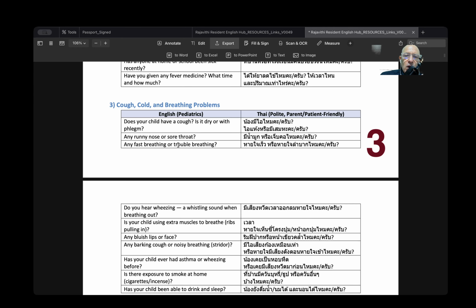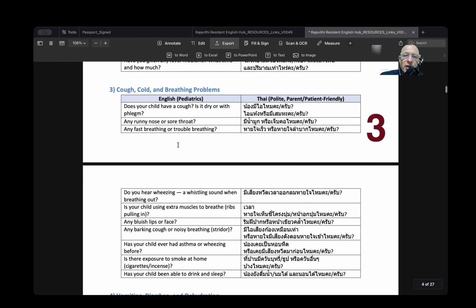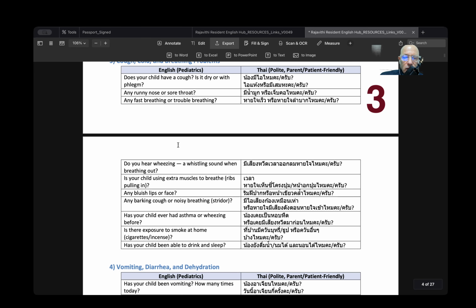Does your child have a cough? Is it dry or is it with phlegm? Any runny nose or sore throat? This is really well done. And this just with a prompt.